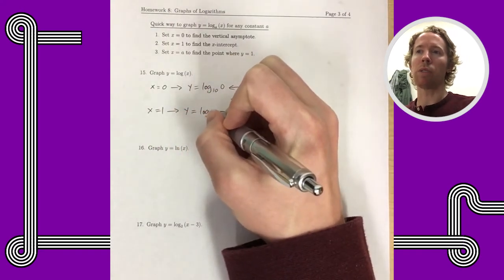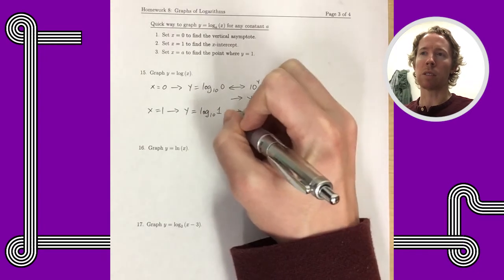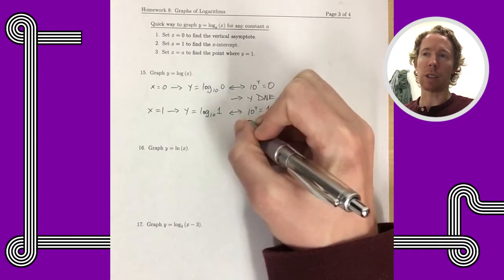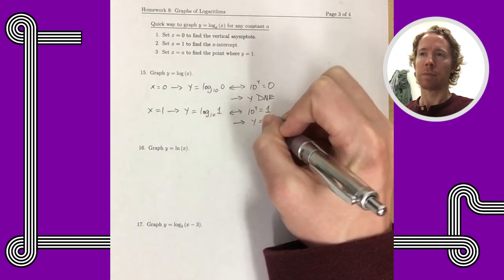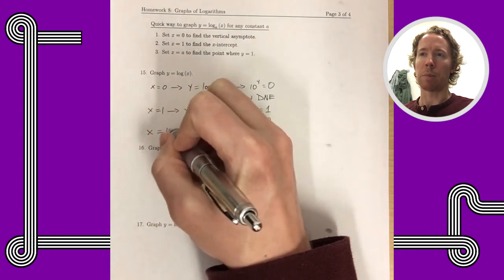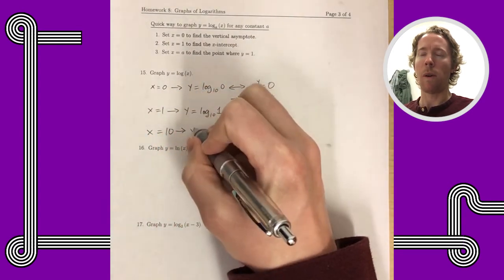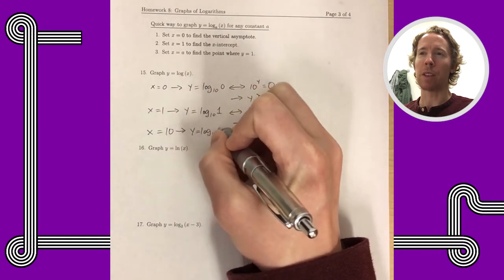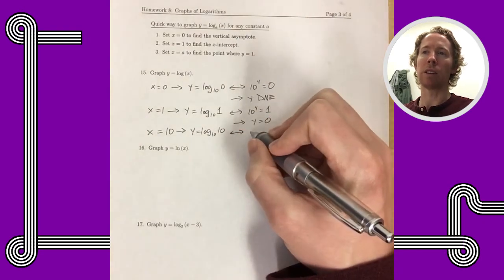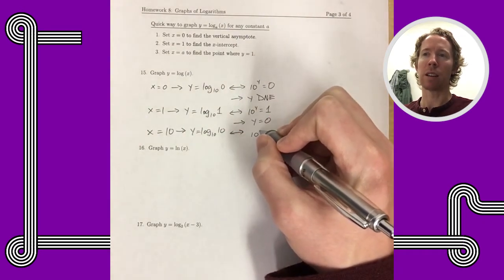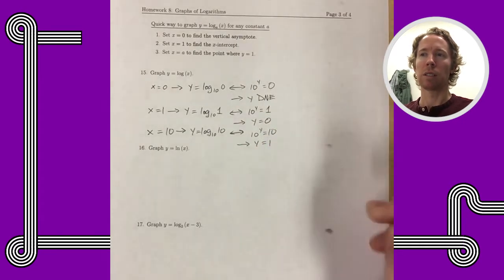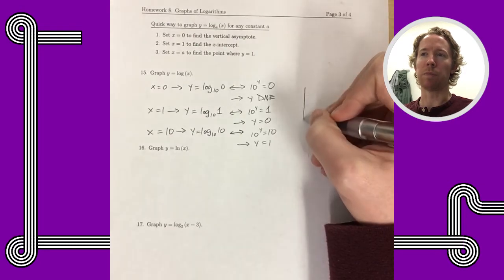So we get x equals 0 for that vertical asymptote. Then the next step is to set the stuff in parentheses equal to 1. So that just gives us x equals 1 in this case. And that makes y equal to 0. The next thing is to set the stuff in parentheses equal to the base. And the base here that's understood to be there is 10. So we get x equals 10. And that's at y equals 1.